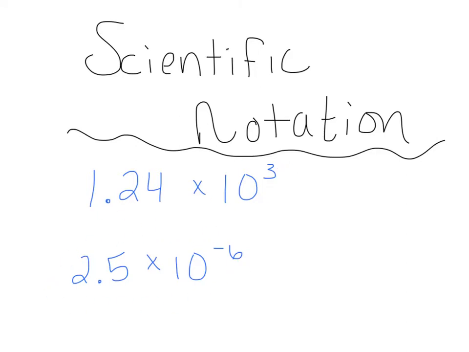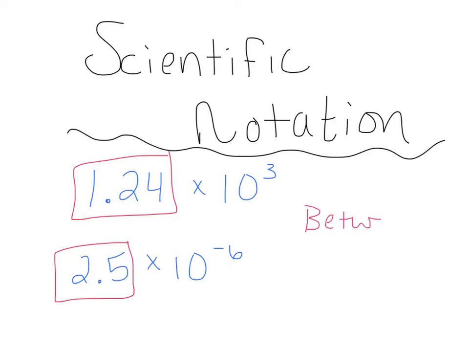The number that is being multiplied by 10 to some power, so the 1.24 or the 2.5, for example, has to be between 1 and 10. So it has to be greater than or equal to 1, and less than 10. And then the 10 can be to any power.